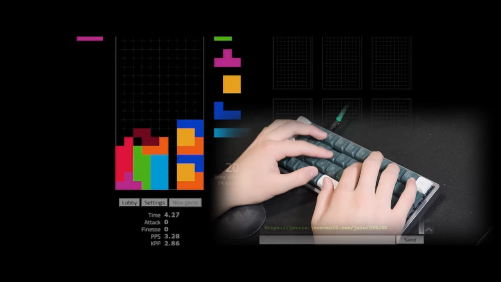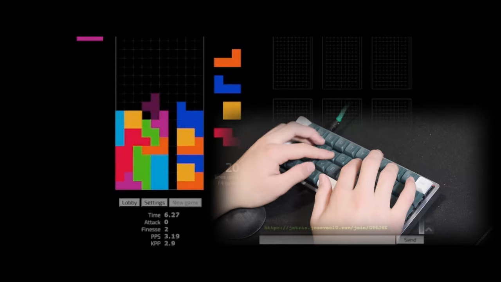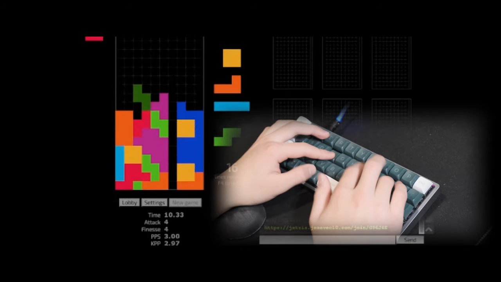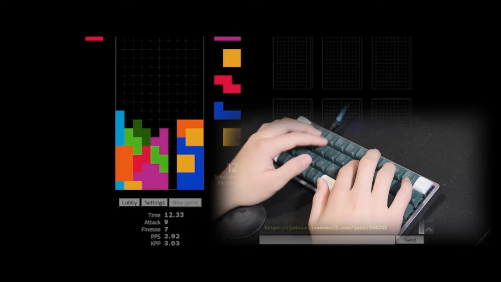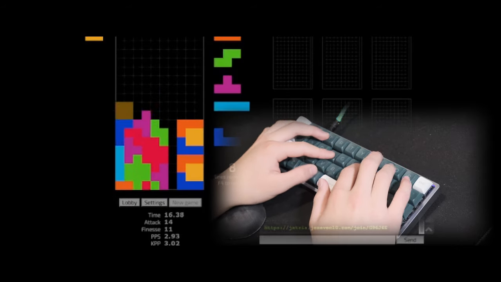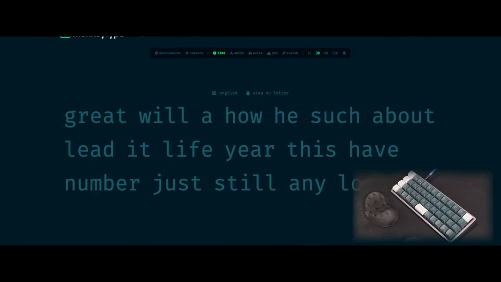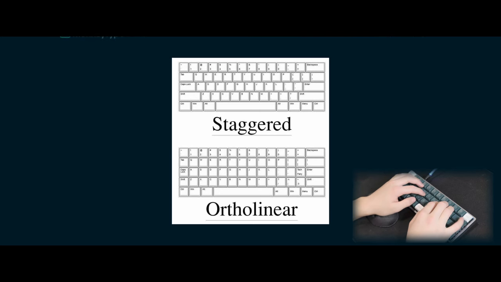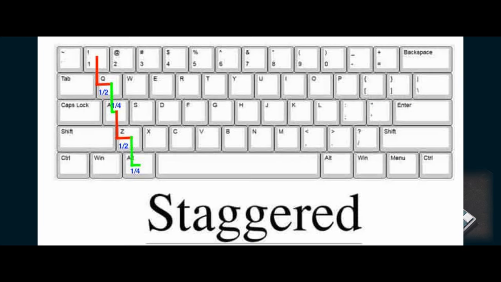There are already quite a few studies in this, and I'll leave some of them in the description if you want to read them. But Type Matrix themselves have also conducted one about their keyboard. However, for the sake of simplicity, I'll try and explain why these were seen as quote-unquote superior. So this is a picture of the two layouts. On a standard stagger layout, the stagger is followed in a 1/2-1/4 pattern.